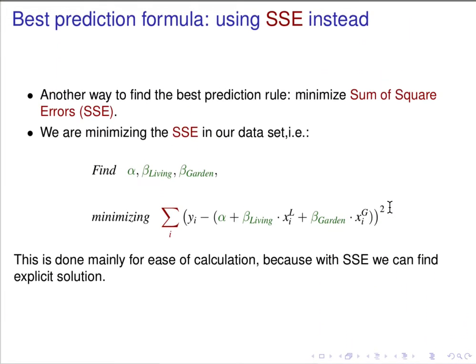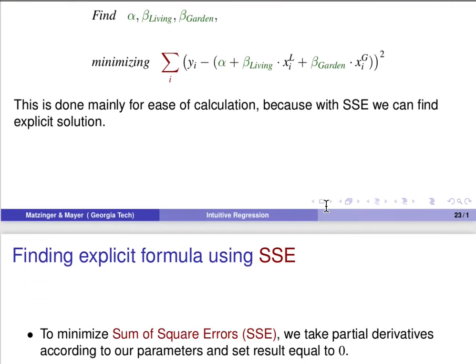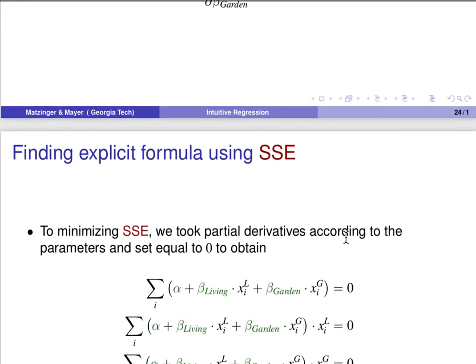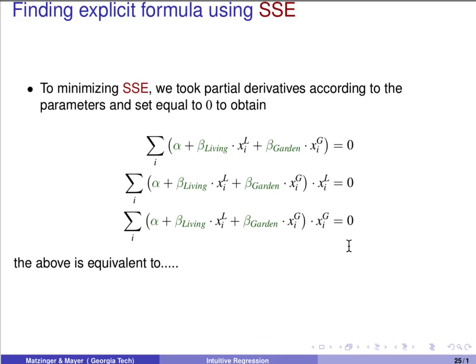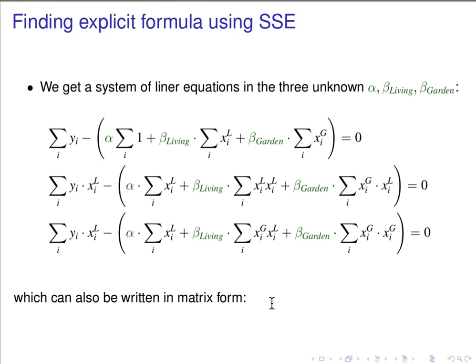So we want to minimize this function, and remember the x's and the y's are just numbers. So the only thing really interesting is alpha, beta garden, beta living. And to minimize, we put the derivatives equal to 0. And then we calculate this, and we get a very simple formula. We set the derivatives equal to 0, and now the beauty of it all is this might look pretty complicated, but it's not, because these sums are just a number. And so when you have such a sum, it looks complicated, but it's just a number.